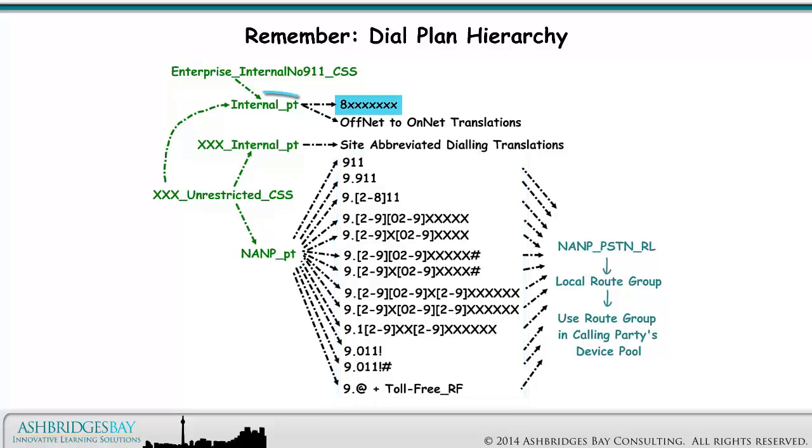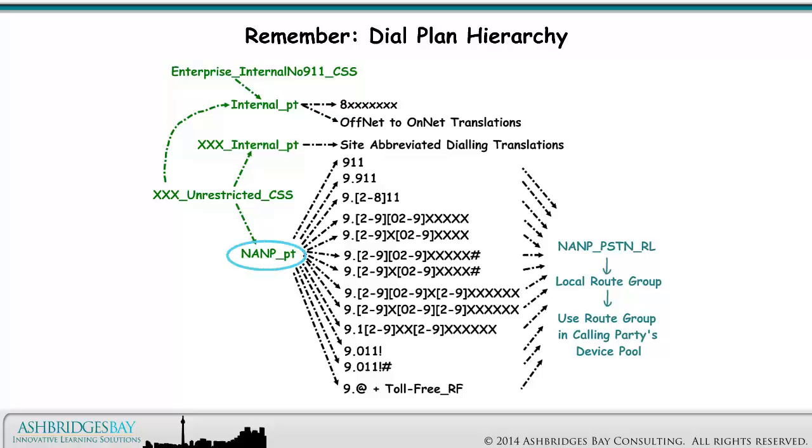The internal patterns will all be in the internal partition as discussed earlier. The off-net to on-net site-specific translation patterns will also be in the internal partition. We have an enterprise internal no 911 calling search space containing only the internal partition. We have site-specific internal partitions for the site-specific translation patterns for internal dialing. The XXX internal partition will be the partition for site XXX.